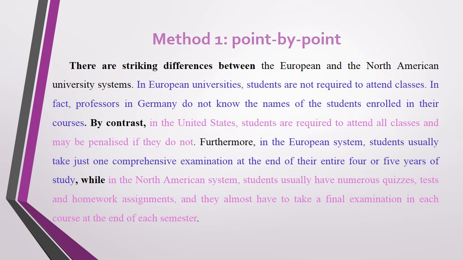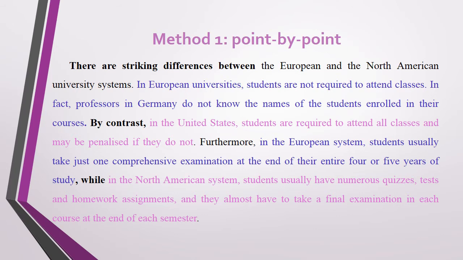The second feature here is examinations. The writer speaks about the European system, then about the North American system. This is the second feature in which both A and B are mentioned. We notice that when we move from the first feature to the second feature, we use the conjunct furthermore because we are listing. But when we speak about the differences, we use those conjuncts which express contrast.